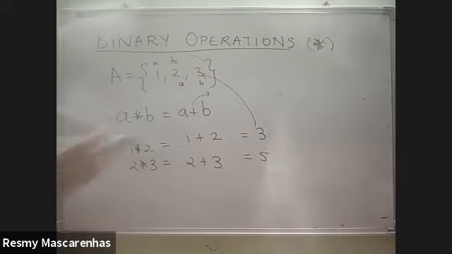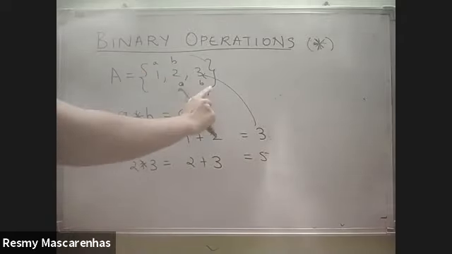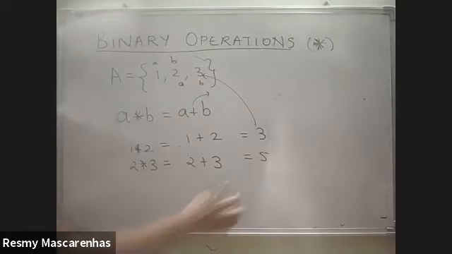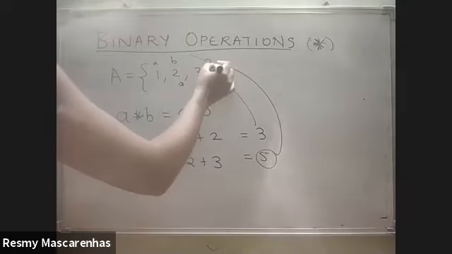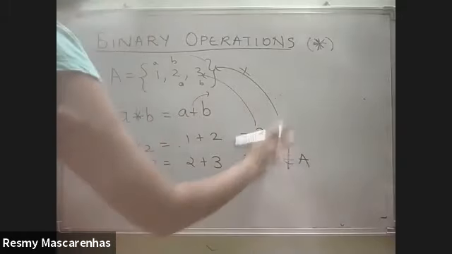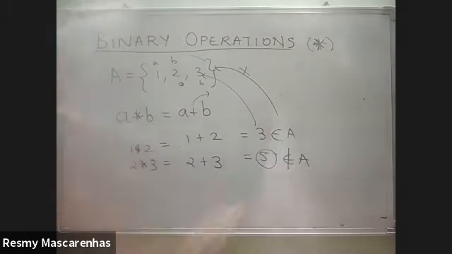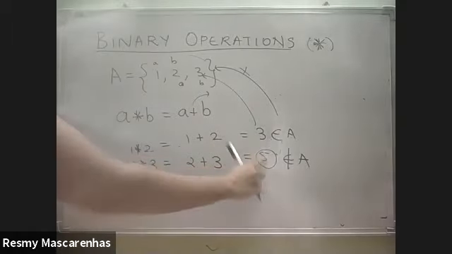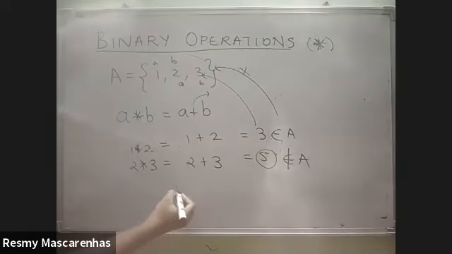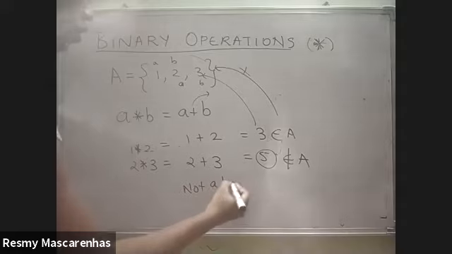No. Whenever you do any operation, whatever they give you, for every element you should try all the combinations, 1 comma 2, 2 comma 3 and all, and it should work. The answer should also belong to the set. But now 5 does not belong here, so it is not a binary operation. 5 does not belong to A, while 3 belongs to A. The moment any one answer doesn't belong here, therefore it is not a binary operation.